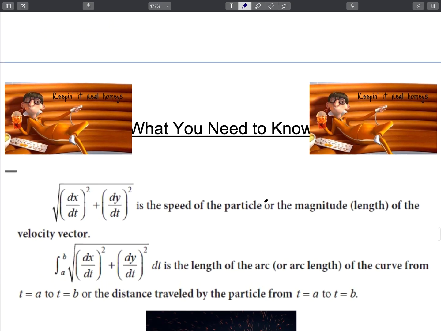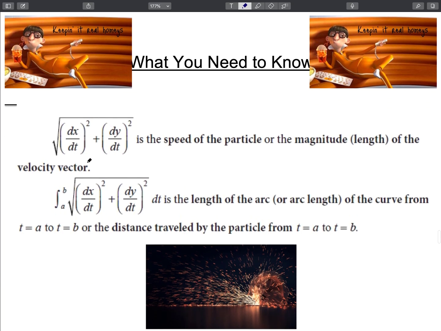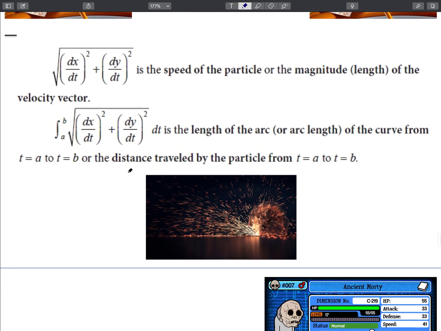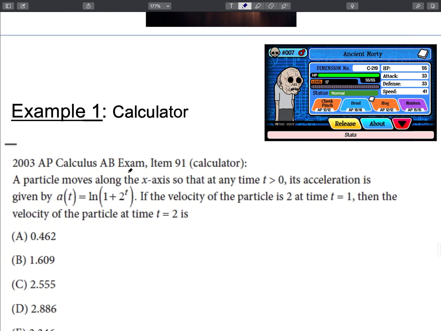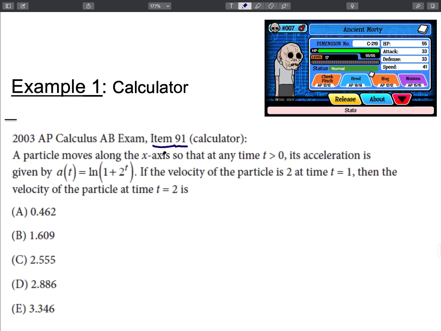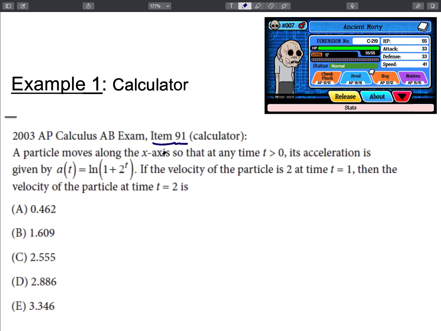Okay, so what else do we know? We know that the speed is the square root of each of the components squared and added together. We know that the arc length is the integral of that square root of the two components being squared and added together. So let's do it. The two questions that we have today are calculator type questions. The first one comes from 2003, and it's one of the last questions in the multiple choice in 2003, which is a long time ago, but the questions are similar in terms of repeating every now and then.